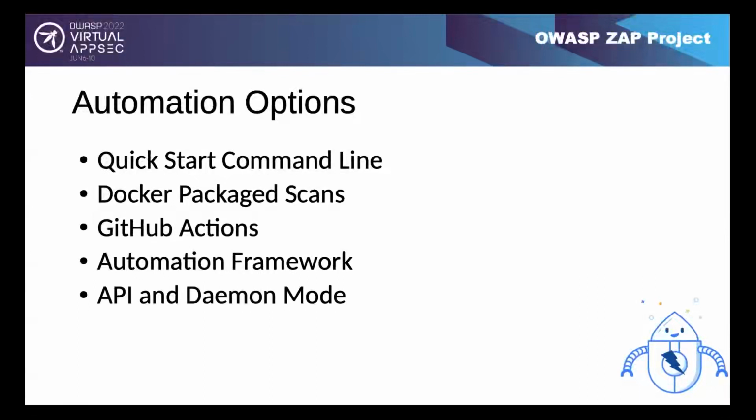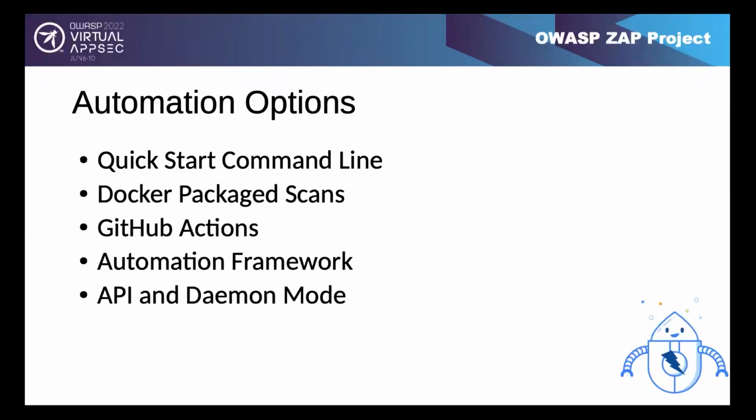Finally, we have the API and daemon mode, and this was the original way, the only way you could automate ZAP really, and it is very fully functional. So you can start ZAP in daemon mode, so there's no GUI at all, and then you have nearly full control of it by the API. It is very similar to actually running it via the desktop, except using the API into the desktop, and you can do nearly everything you can do via the desktop.